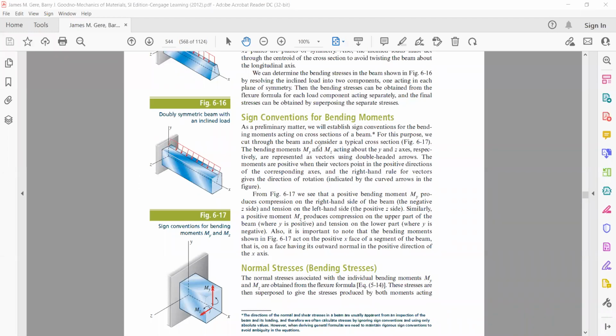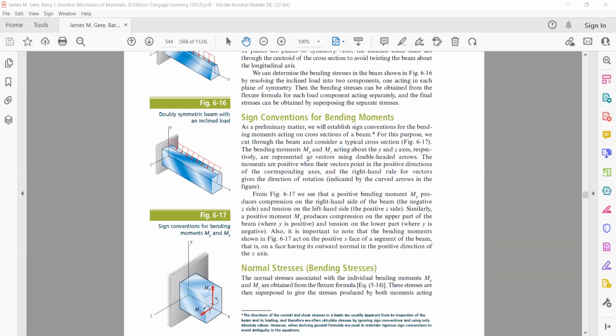So what we have acting on these doubly symmetric beams is an inclined load. An inclined load can be any load. It can be a concentrated load acting at an angle. It can be a uniformly distributed load acting at an angle, or it can be a triangularly distributed load or a non-uniformly distributed load acting at an angle with respect to the axis of the beam.